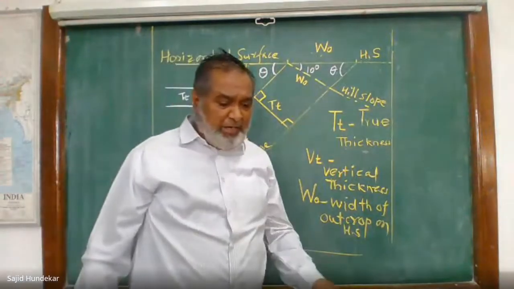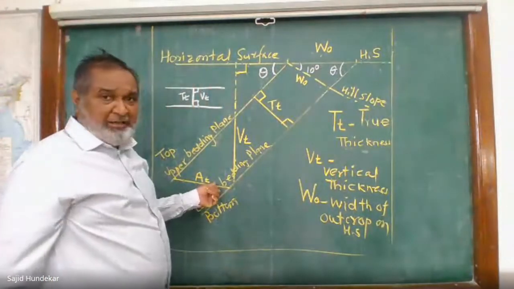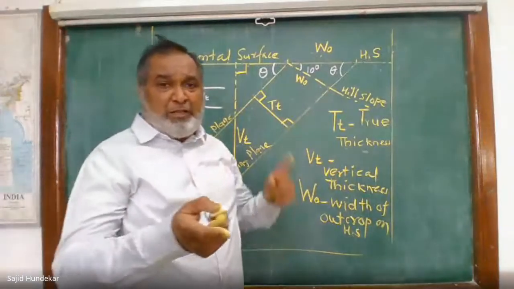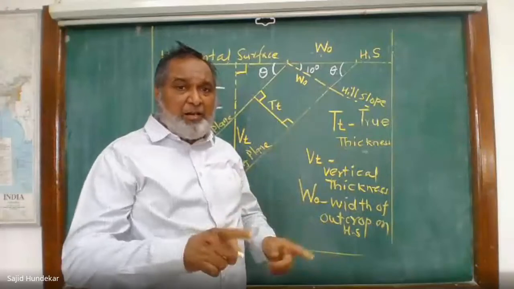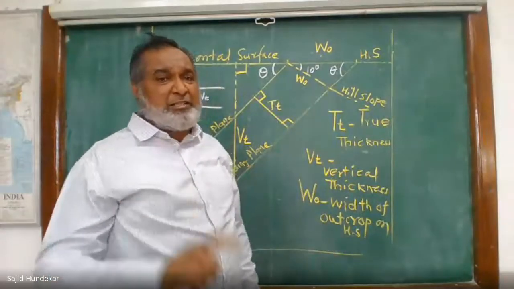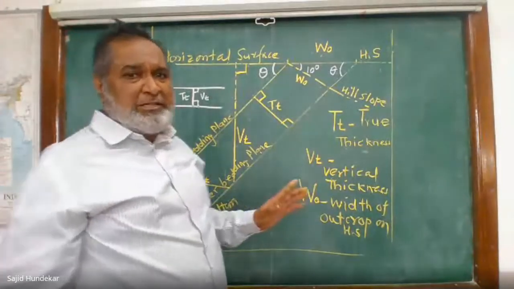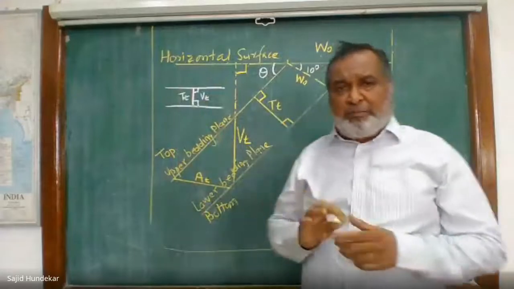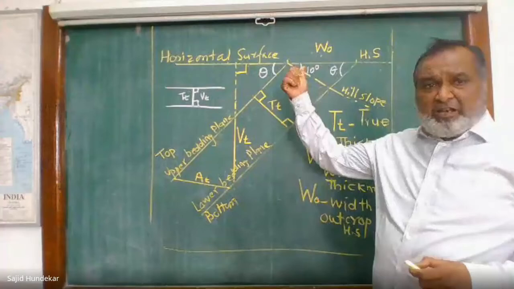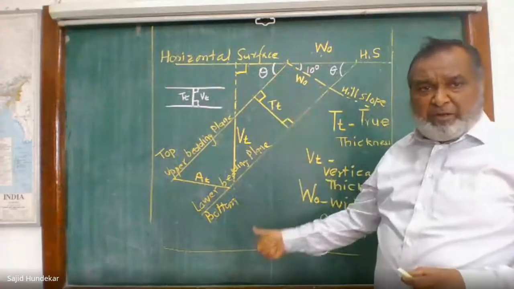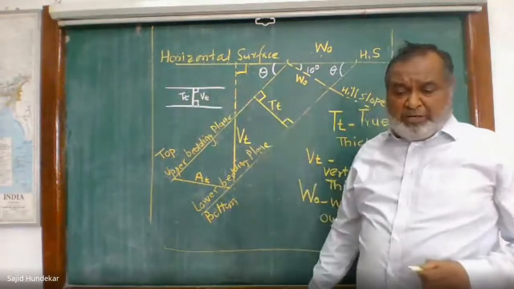Then true thickness, vertical thickness, width of outcrop, and the last one, apparent thickness. The thickness you measure between the top and bottom bedding plane, rather than the perpendicular distance, in any other way, will be called the apparent thickness. So this is the first simple introduction about the true thickness, vertical thickness, width of outcrop on the ground, the apparent thickness, and the relation between the true thickness and vertical thickness.